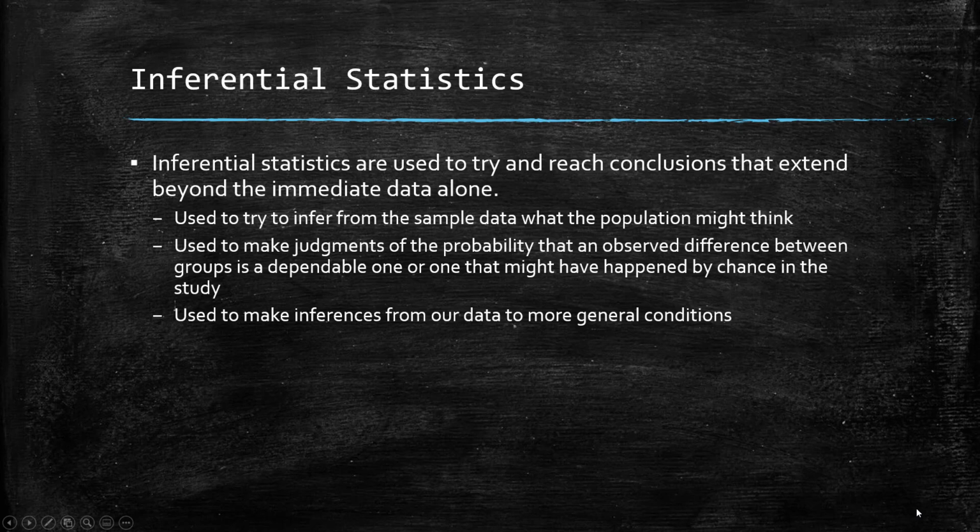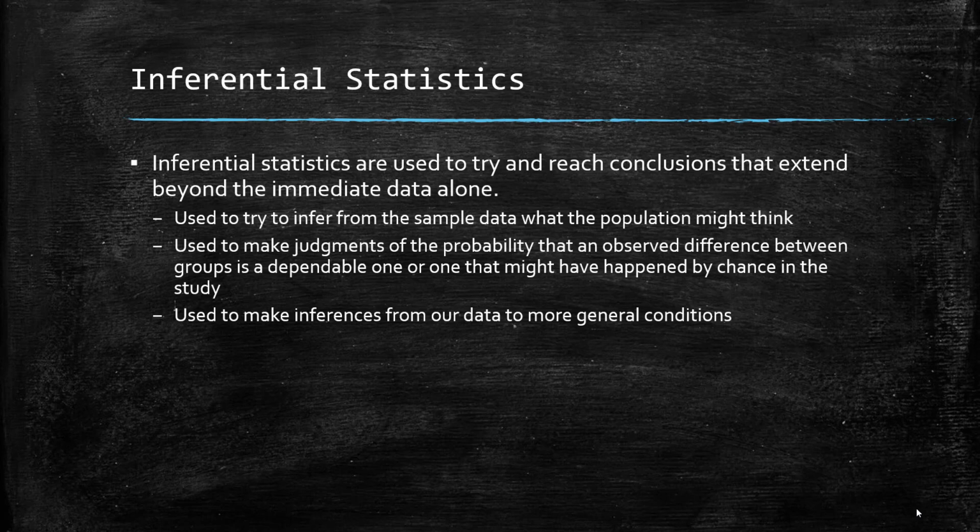So now as we move into inferential statistics, we're actually going to try and reach beyond those conclusions, and we're going to begin inferring some information about our sample data and what the population might think. We use these to make judgments about the probability that something that we've observed, or a difference that we've observed between two groups, is a dependable one, or did this happen by chance? And then we use inferential statistics from our data to make more general statements about more general conditions. So inferential takes this analysis up one step.